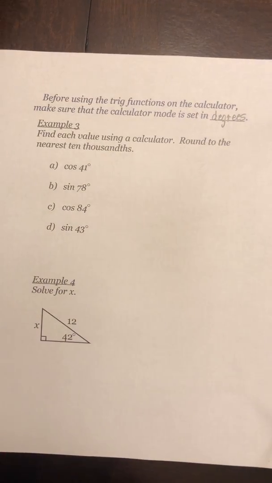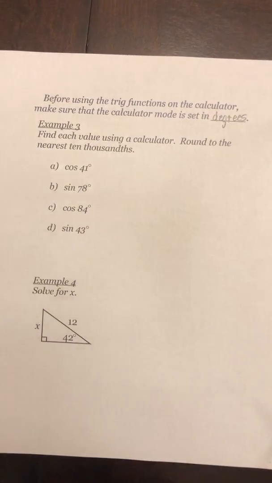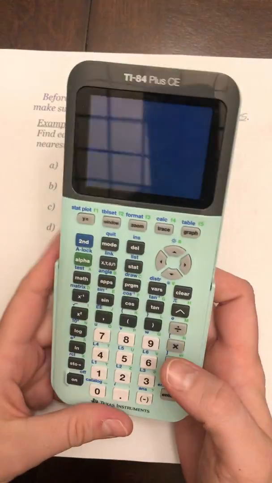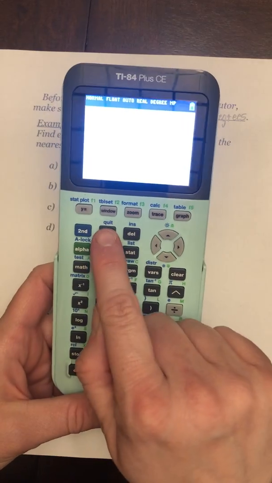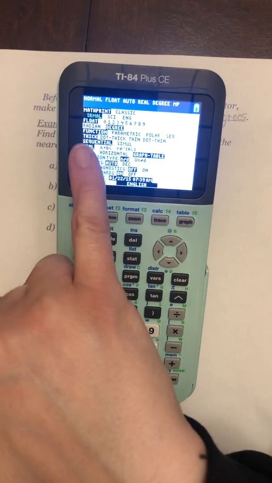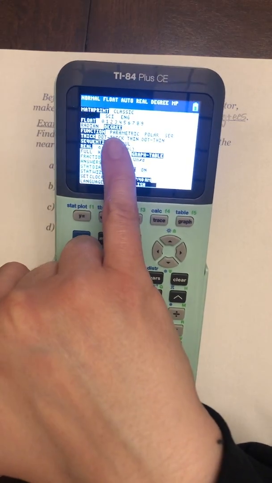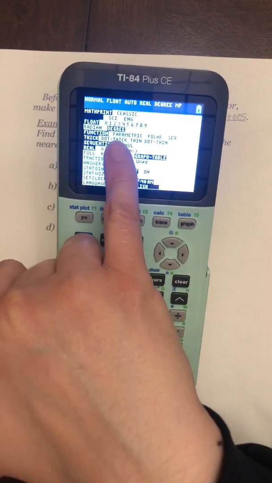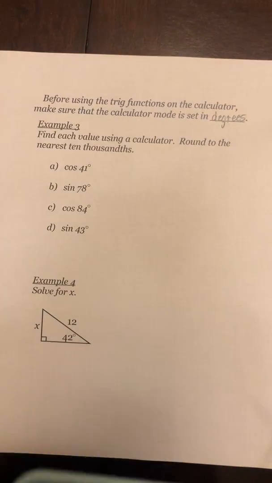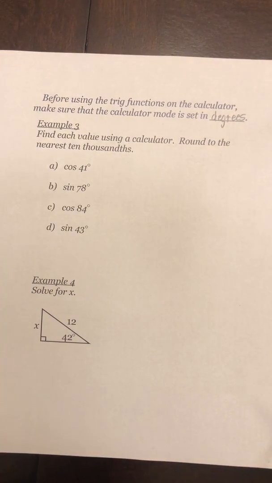Now if you have a graphing calculator like mine, all right, same idea. Turn it on, go to mode, lots more choices here. Right here, radian, degree. Mine's already highlighted to degree, and that's what I want. All right, so I'm gonna go back to using the other calculator.